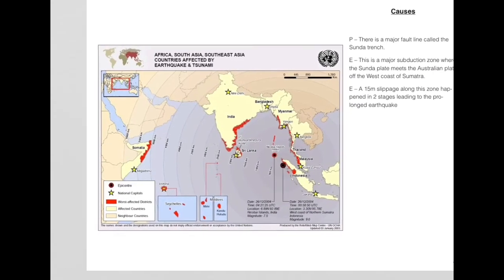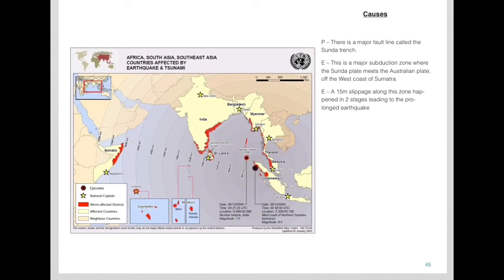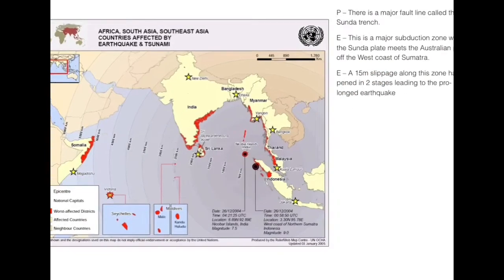On your next page you can see the main causes divided up into point, explain, expand. It mentions the Sunda Trench, the Sunda Plate, Australian Plate, and the west coast of Sumatra. Here are your figures that are useful for that part of the course.